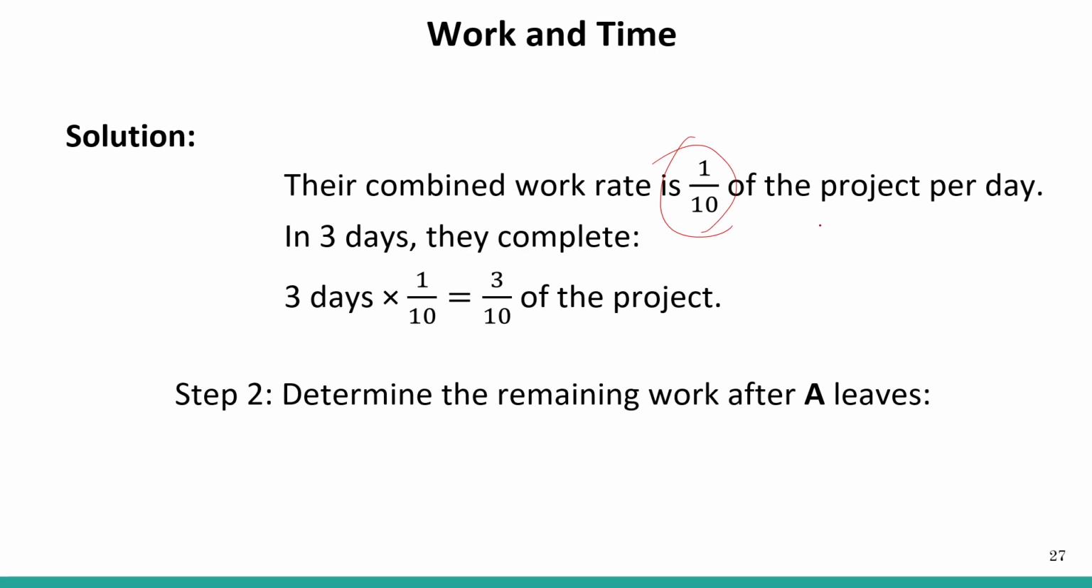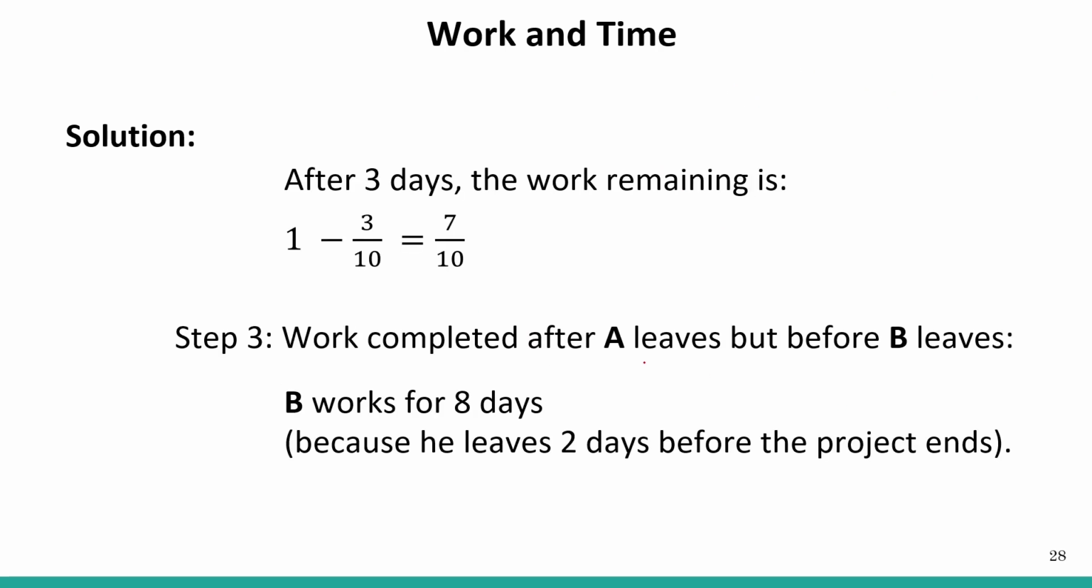This much of the project per day. A's work rate is 1 by X, for B it is 1 by Y, and for C it is 1 by Z, and this is equal to 1 by 10. So in 3 days they complete 3 by 10 of the project. Determining the remaining work after A leaves: after 3 days the work remaining is 1 minus 3 by 10, which is 7 by 10.